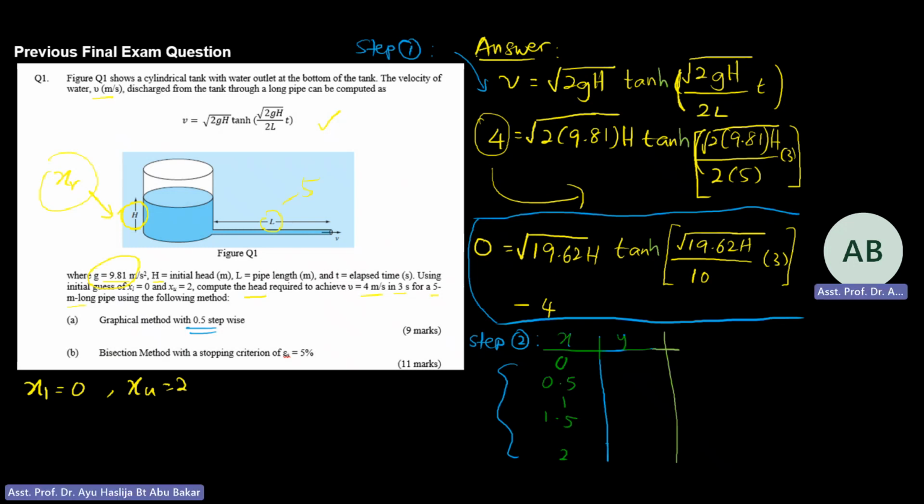If you use tanh, there is change of sign in your Y value in between 1 and 1.5. So after that, you plot the graph. From the graph, when the line crosses Y equals 0, that is your X root. Okay, try to plot the graph using freehand only.